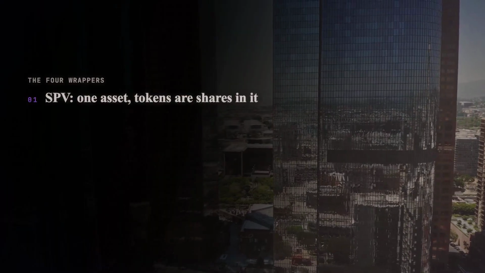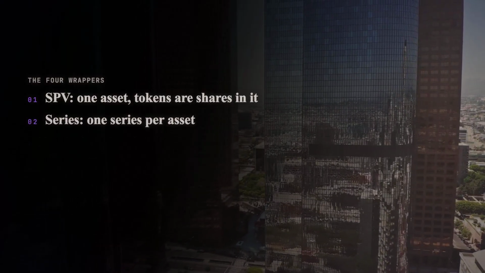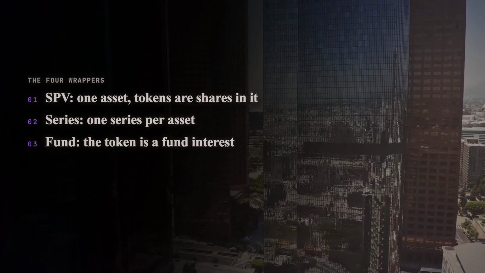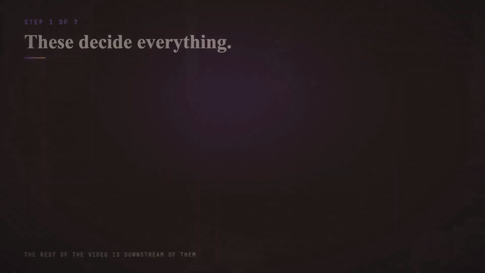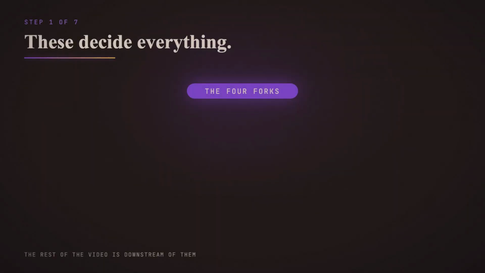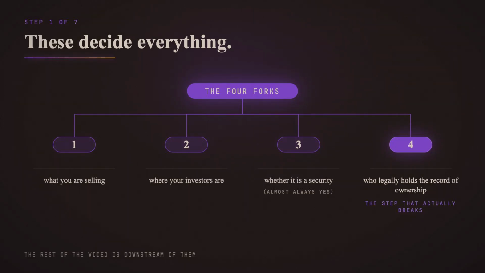An SPV holding a single asset, a series structure with one series per asset, a fund vehicle where the token is a fund interest, or a debt issuance where the token is the bond itself. That choice sets everything downstream because 4 forks decide this entire process: what you are selling, where your investors are, whether the instrument is a security, which for a real-world asset it almost always is, and who legally holds the record of ownership. That last one is the step that actually breaks.